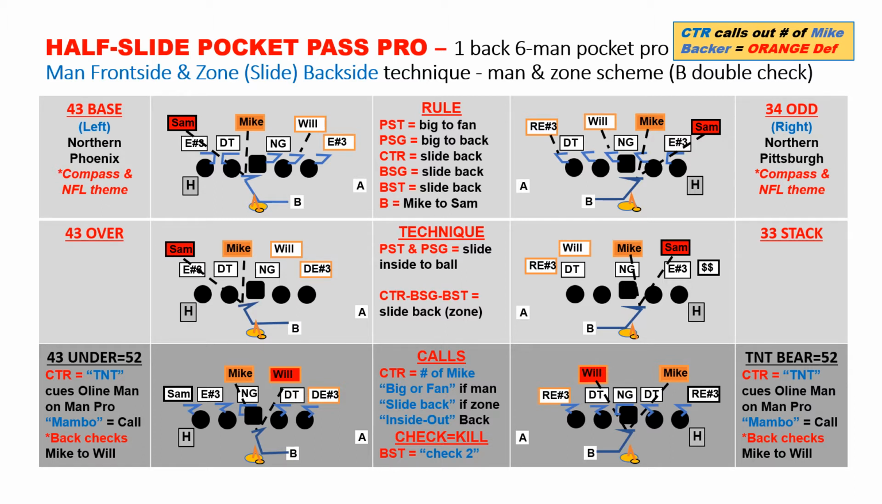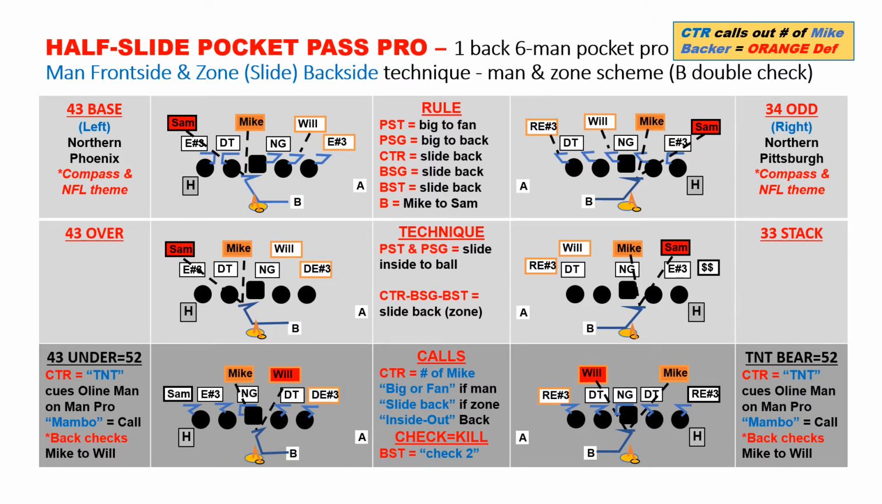tackle, or the playside guard, I'm sorry. We have an odd front, and we're calling a Northern Pittsburgh here. So the front side is to the right. Again, the right tackle is big on the defensive end, but the right guard now is uncovered, so he would slide back to his inside gap and be part of the zone principle.